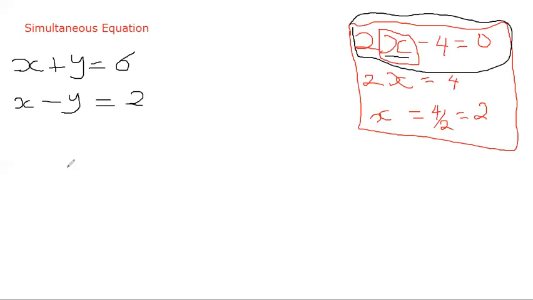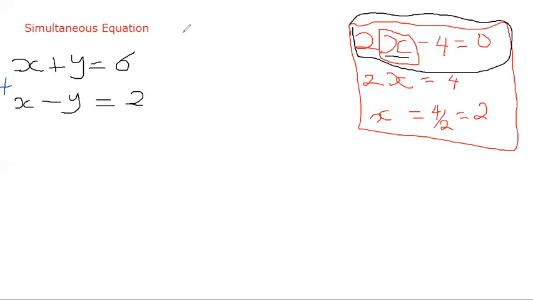So let us solve this problem. Now look at this problem. I have x plus y is equal to 6. I have x minus y is equal to 2. What I will do is add them together. I'll put a plus here. Now, there are two methods you use to solve simultaneous equations. Two methods. Let me write them.